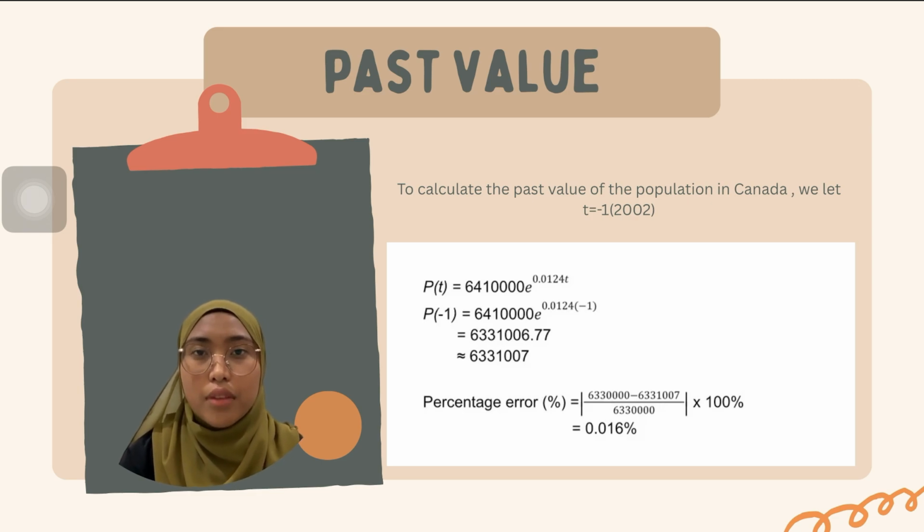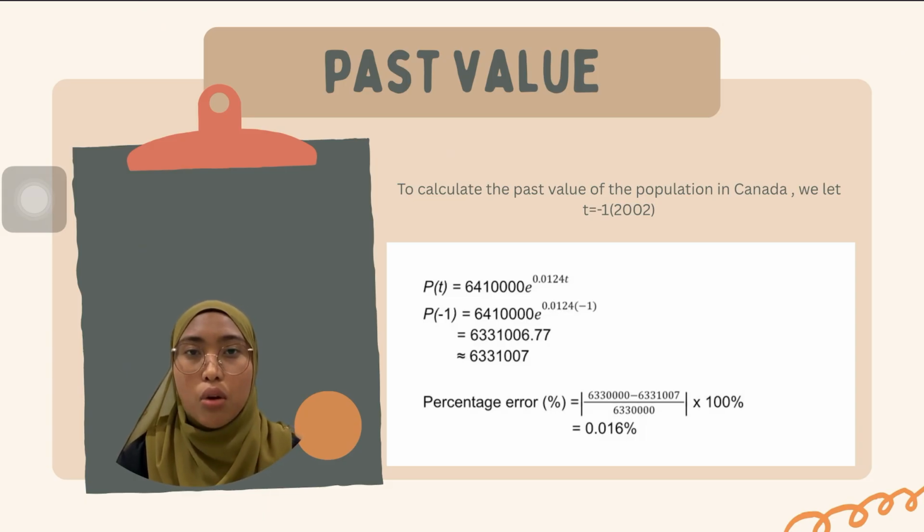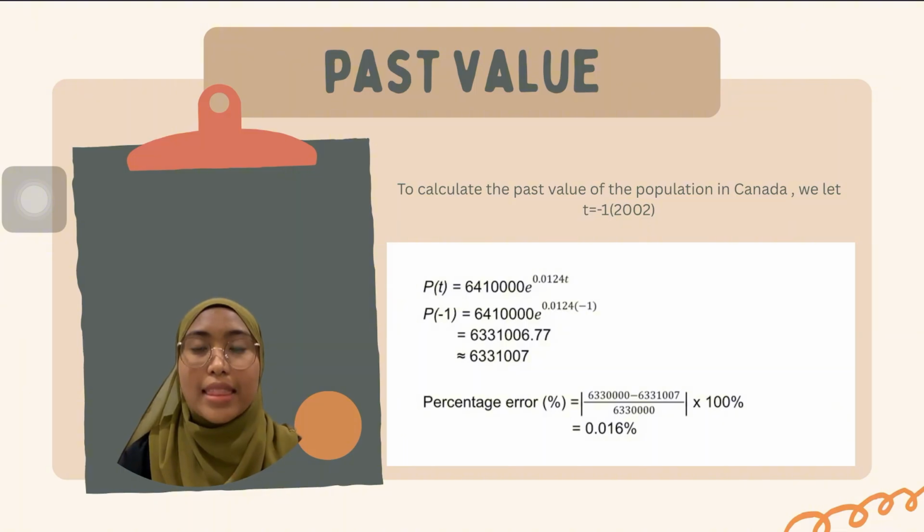By using the data that we obtained, we can calculate the percentage error by simply subtracting the actual data that we get from the graph, which is 6,330,000, minus the value that we obtained, over the calculated value, and times it by 100%. And the percentage error turns out to be 0.016%.